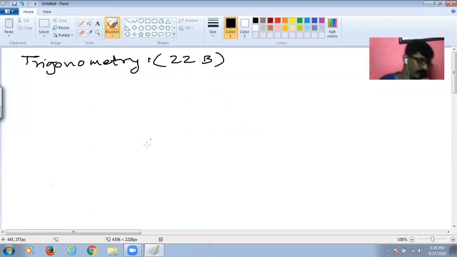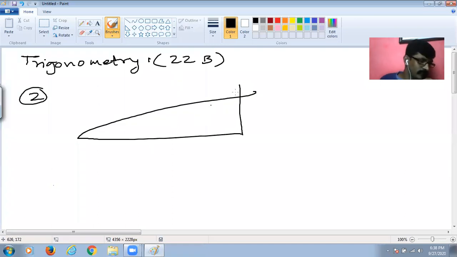So I'm starting with 22B. We'll do sum number 2. So what is this sum number 2? Let's draw the diagram. Something like this: there is A, B, C, D. Let's say this has been joined over here, and this is X, and this is Y, and this is 6, this is 8, and this is 17.